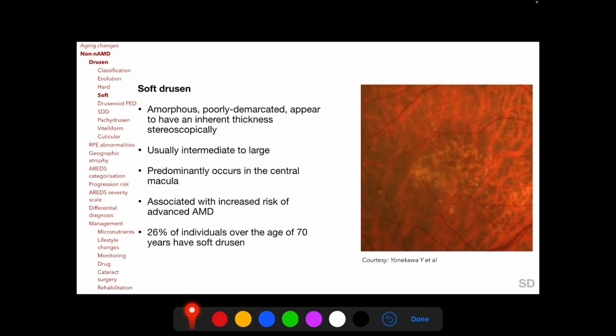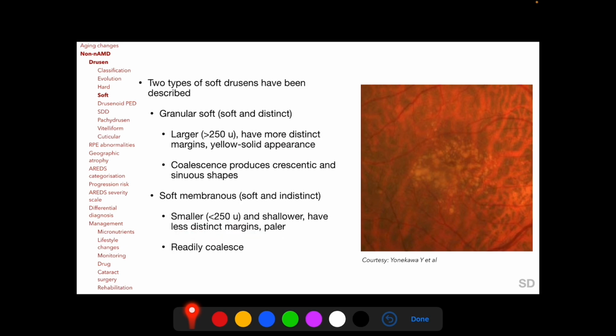Soft Drusens, as seen here in this clinical photograph, have poorly defined margins and are usually intermediate to large, as we have mentioned, and they predominantly occur in the central macula, and unlike hard Drusen, even a single soft Drusen increases the risk of advanced AMD. Two types of soft Drusens have been described: soft distinct Drusens, which are larger and have more distinct margins, and soft indistinct Drusens, which are smaller and have less distinct margins.